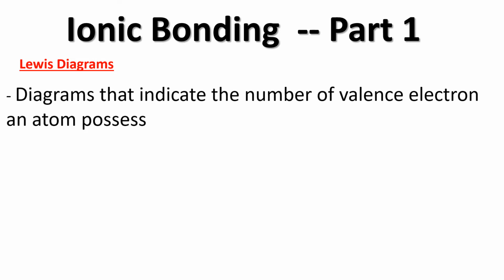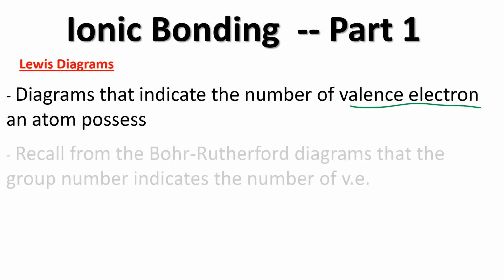In this video, we are going to look at something called ionic compounds and ionic bonding. Before we get to that, though, we're going to look at some Lewis diagrams. Now, these are going to sort of result from our Bohr-Rutherford diagrams that we drew the other day, and they're going to make our lives a little bit simpler. So what they do is they indicate the number of valence electrons that an atom has.